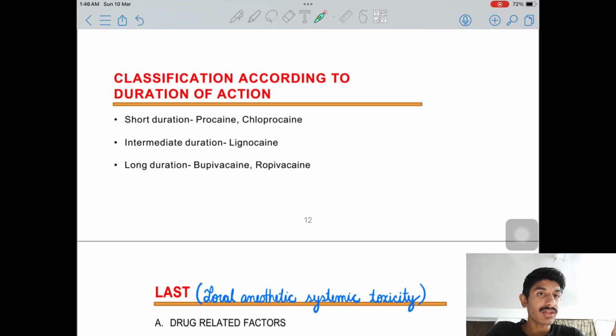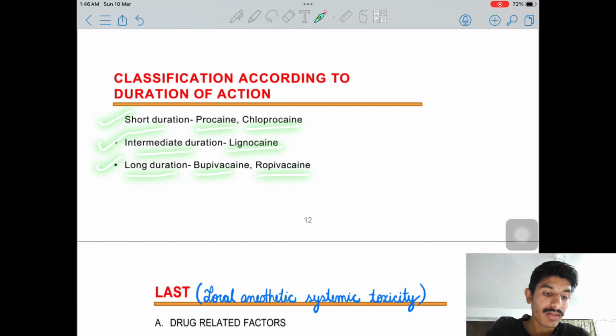So what are the durations of action? Short acting is like procaine and chloroprocaine. Intermediate is lidocaine. Long duration is like bupivacaine and ropivacaine.